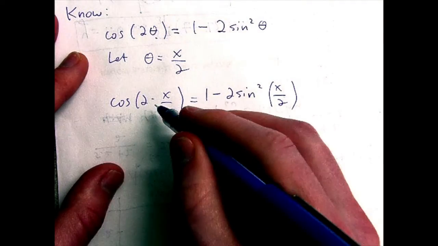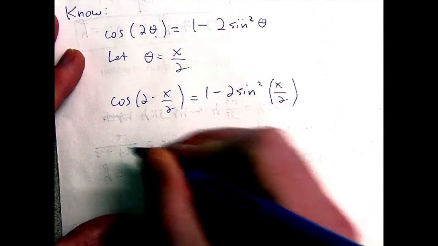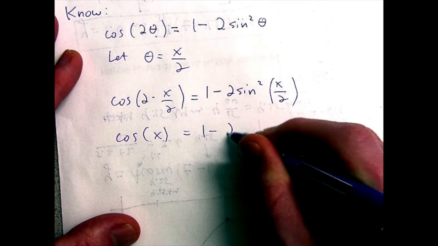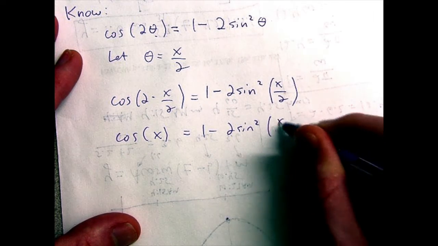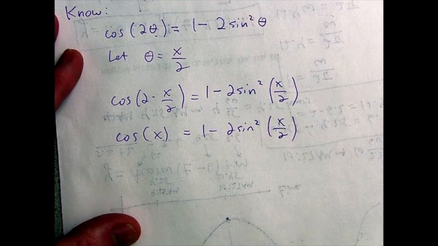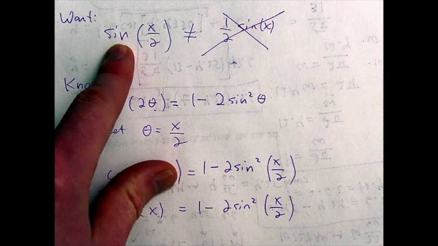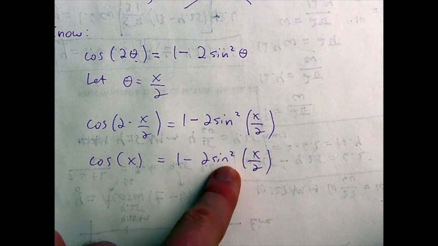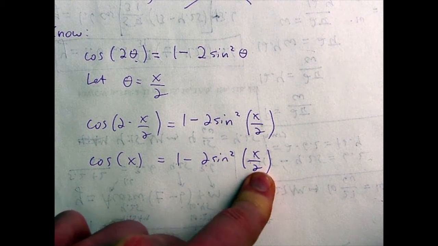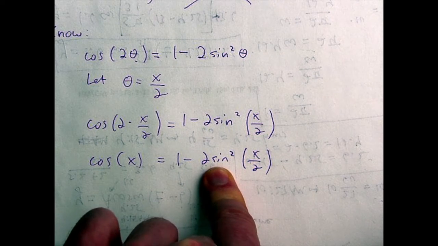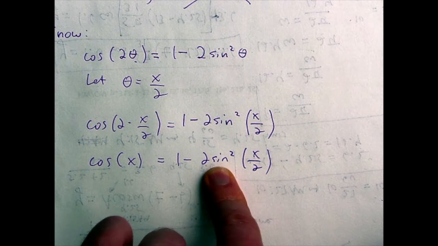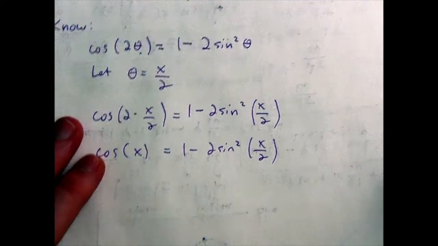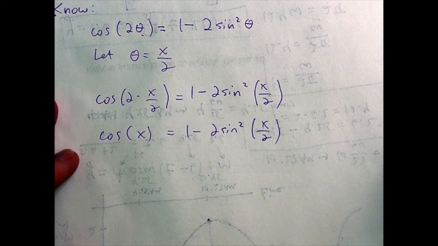Now, what you should notice is that the 2 times x over 2 simplifies to just cosine of x. And then we have this. Remember what I'm trying to do. I'm trying to find a formula for sine of x over 2. That was my goal. And sine of x over 2 is appearing right here. This equation just needs to be solved for sine of x over 2. If we can get sine of x over 2 by itself, we'll have a formula for sine of x over 2. So how do we do it?